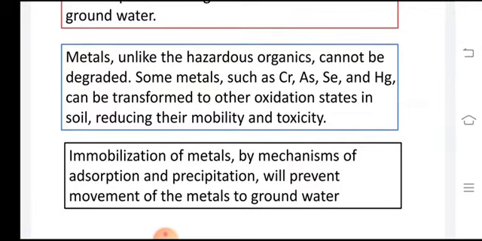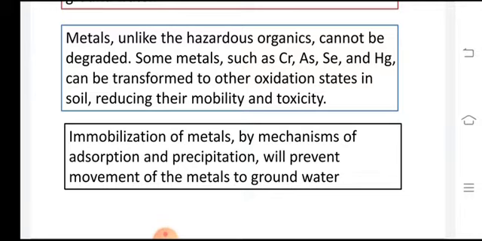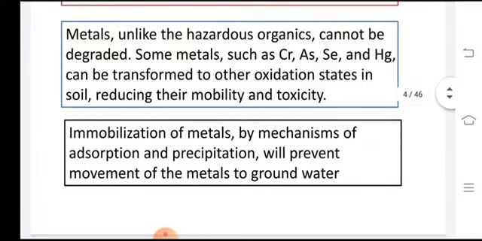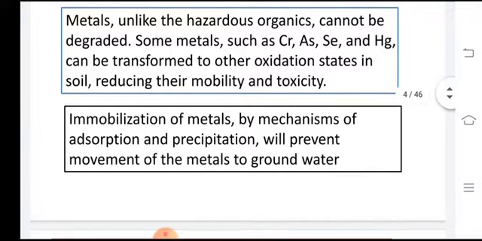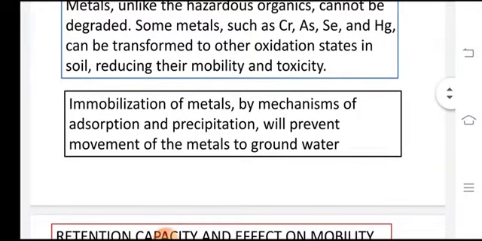And metals, unlike the hazardous organics, cannot be degraded, and some metals such as chromium, arsenic, selenium and mercury can be transformed to other oxidation states in soil, reducing their mobility and toxicity. We talked about this topic in the previous lecture when we talked about the different oxidation states of chromium. Chromium normally has two different oxidation states: one is hexavalent chromium, and the second is trivalent chromium. Hexavalent chromium shows fresh, acute contamination, while once it is reduced to trivalent chromium, it is represented as chronic contamination.